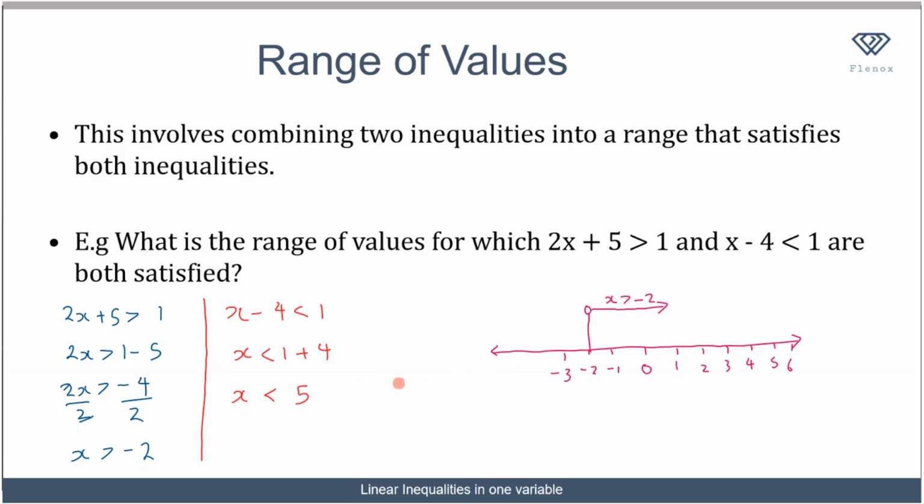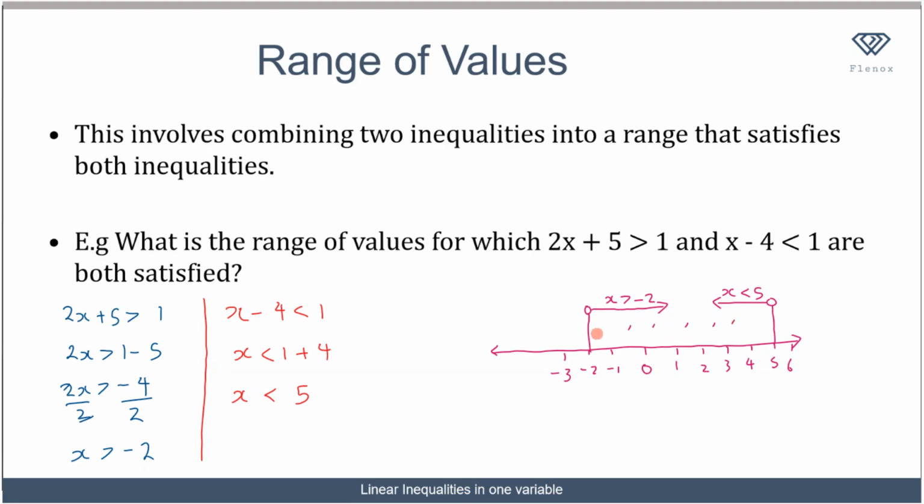Secondly, I have x less than 5. So I come to my 5, come over here, I will have a circle and I have what? My x value is what? Less than 5. So as you can see, the range of values that will satisfy both inequalities are the range of values that lie in between this section here and this section here, because they will meet. So it must lie in between this section here.